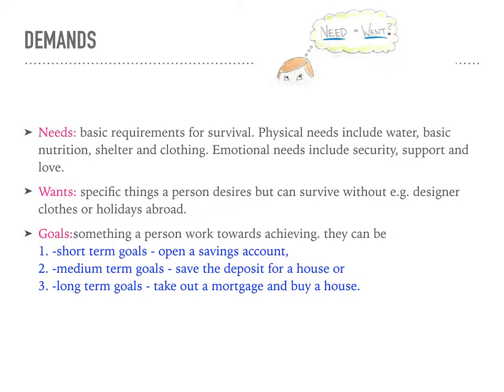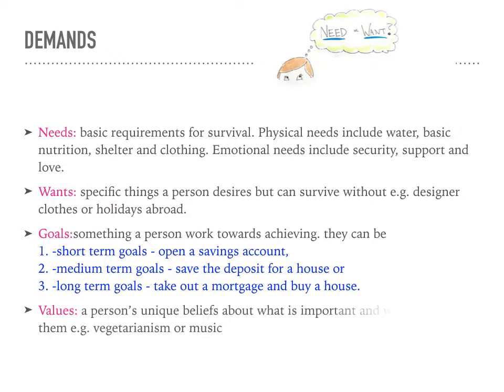And then our goals are something that a person would work towards achieving. We can have short-term goals, medium-term goals and long-term goals. A person's values is their unique belief about what is important and worthwhile to them. An example of someone's values would be if they're vegetarian because they don't believe in the killing of animals.